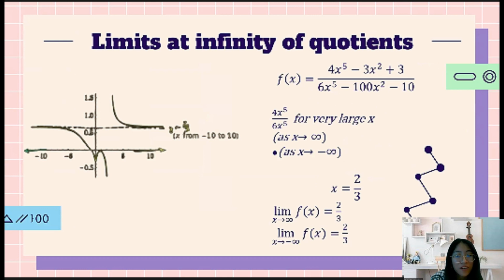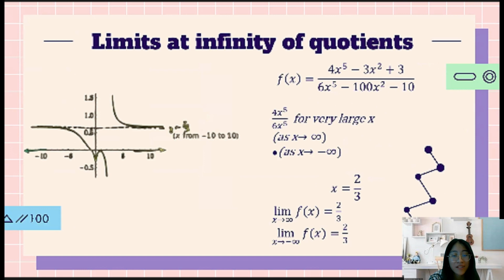So as x gets very large, this function will approximate 4x to the fifth over 6x to the fifth. Now, what could this be simplified to? x to the fifth divided by x to the fifth cancels out, so you are left with 4 over 6, or two thirds. So the limit as x approaches infinity, as x gets larger and larger, the other terms don't matter much. It's going to approach two thirds.